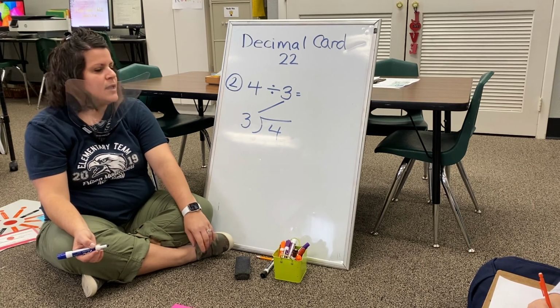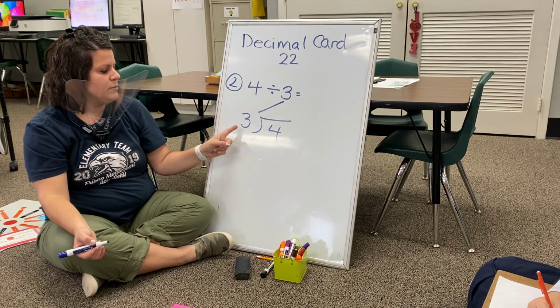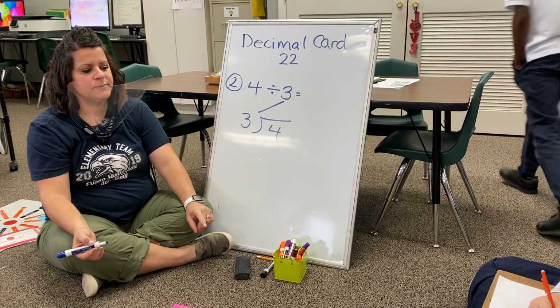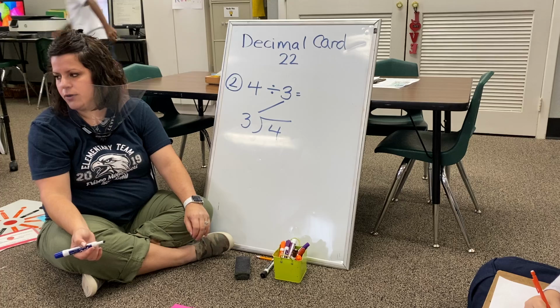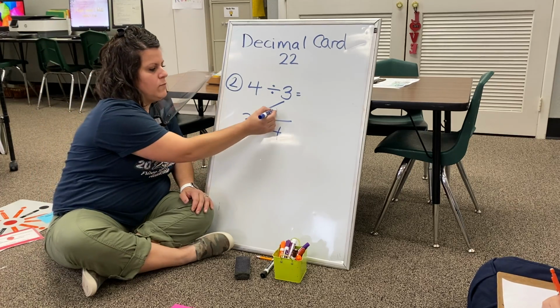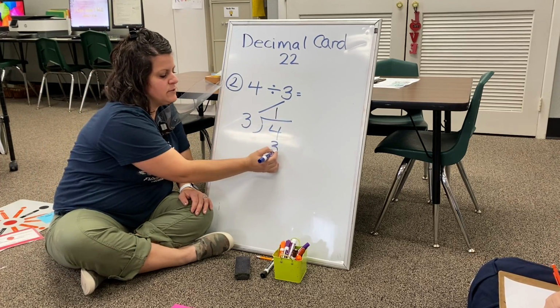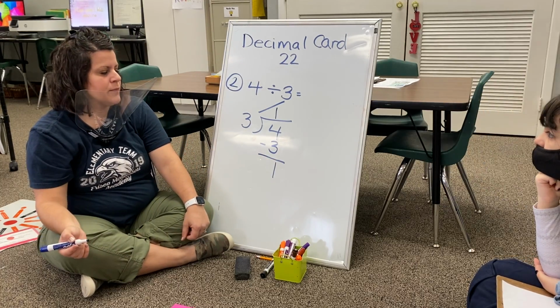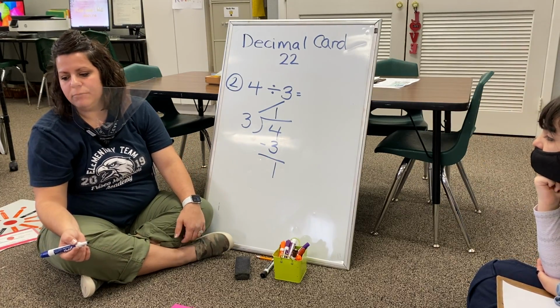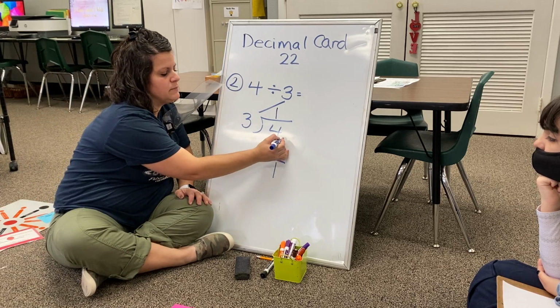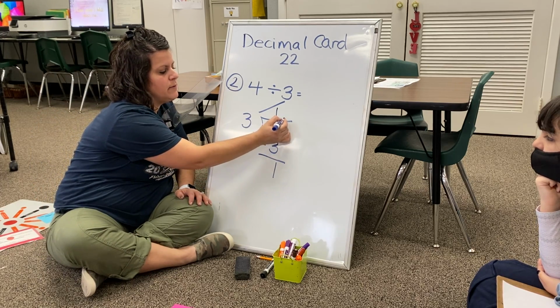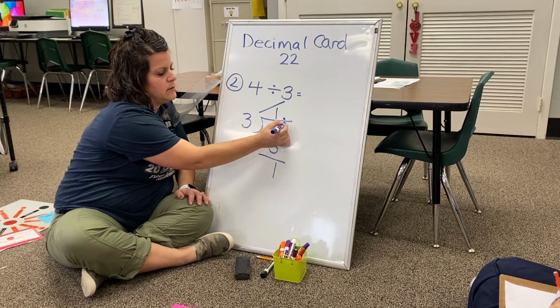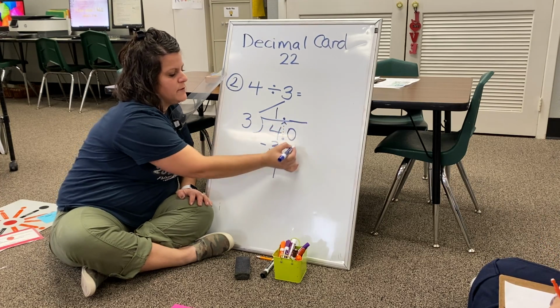Okay. Now if we're ready to do long division, 3 times what number gets me close to 4 without going over? Sharp? 1. 1 times 3 is 3. Subtract, and we have that remainder of 1. We don't want that pesky remainder, so we put a decimal here. It comes straight up. And we put a 0.